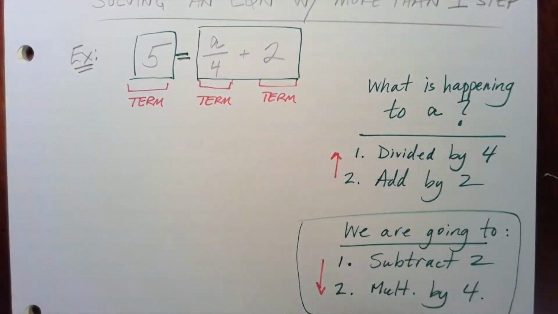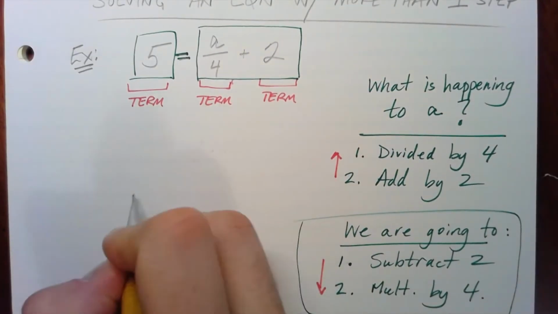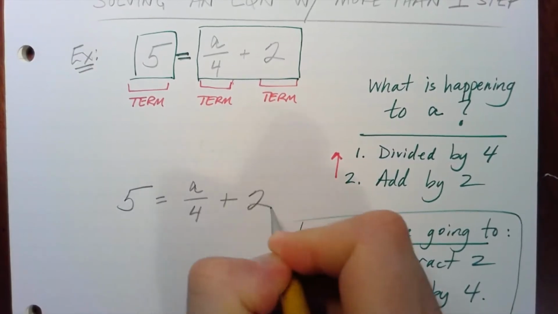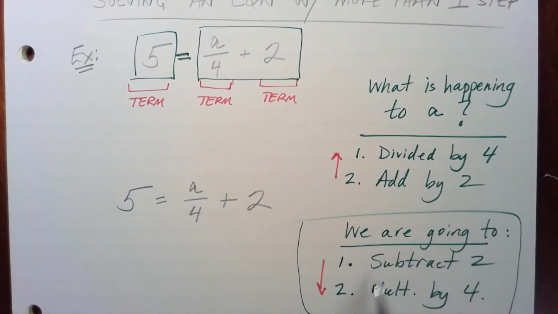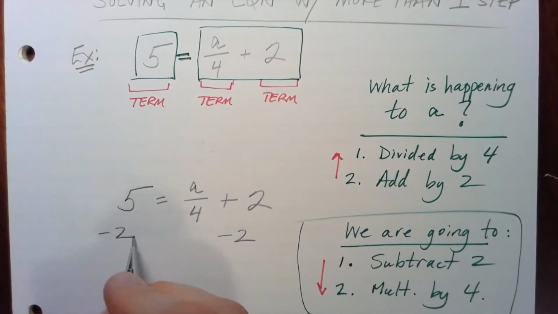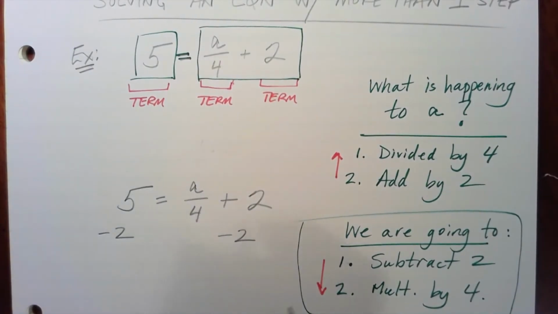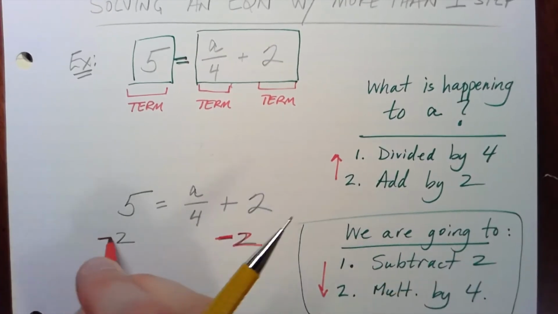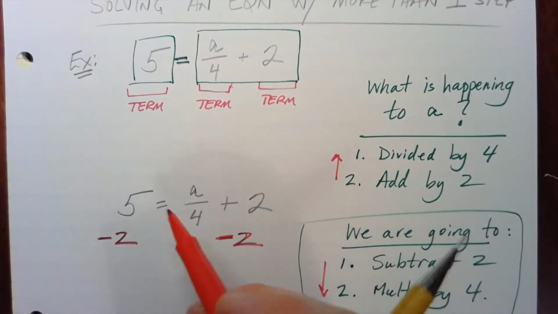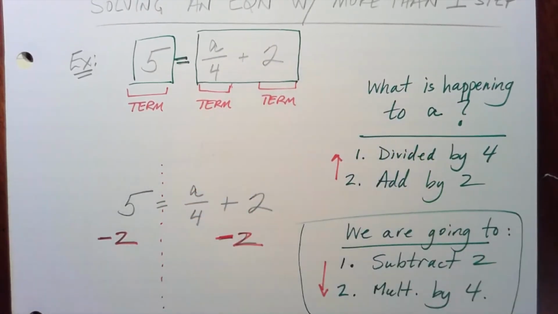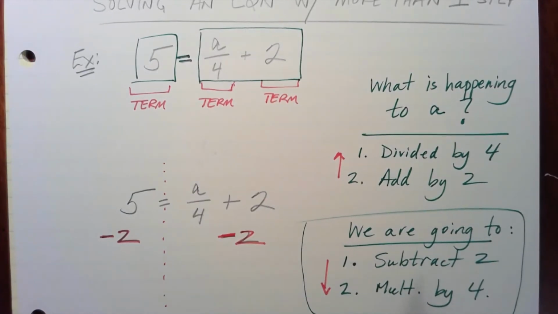Okay, so I'm going to rewrite our equation right here. So 5 equals a over 4 plus 2. So the first thing we need to do is subtract 2. And where are we going to do it? We're going to do it to both sides. So we're going to subtract 2 and we're going to subtract 2. Okay? And I can even write this in red so that it really stands out. I'm subtracting 2, subtracting 2. And again, I have a little imaginary line right here that's dividing the two sides of my equation. Okay? So I'm subtracting 2.